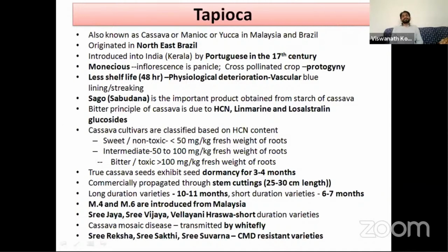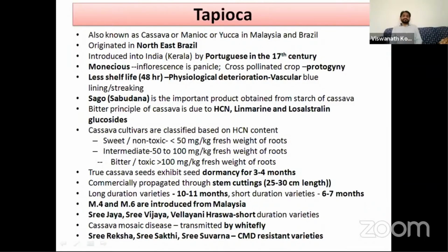Tapioca is propagated by stem cuttings of 25 to 30 centimeter length, and there is a true seed in tapioca also. The true seed is the botanical seed. It has a dormancy of 3 to 4 months. Based on the duration, tapioca varieties are of two types. The long duration varieties have a 10 to 11 month crop duration, whereas the short duration varieties have a 6 to 7 month crop duration.